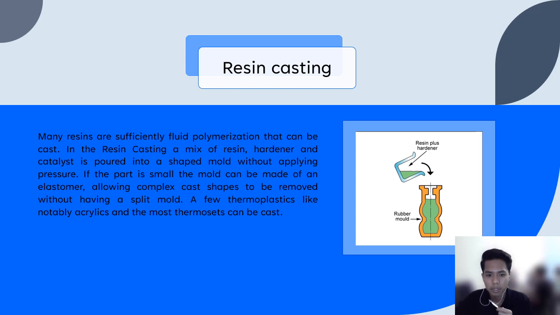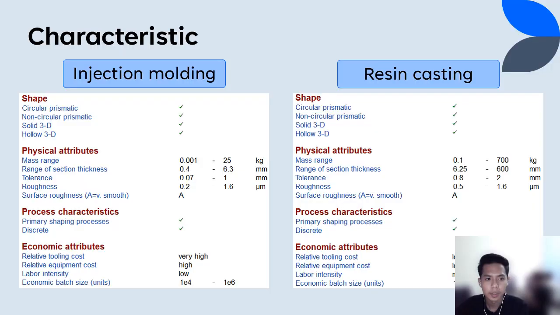A few thermoplastics, notably acrylics, and most thermosets can be cast. For the characteristics, first, injection molding. It can be shaped for circular prismatic, non-circular prismatic, solid 3D, and hollow 3D.